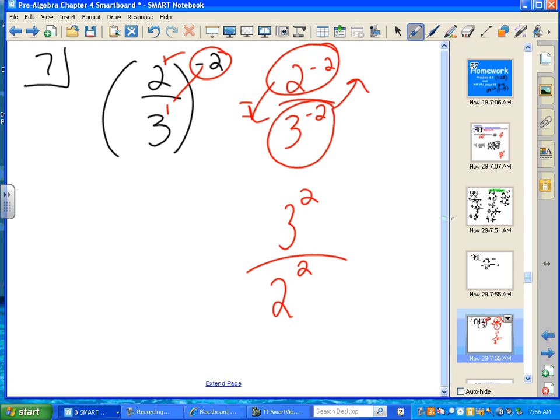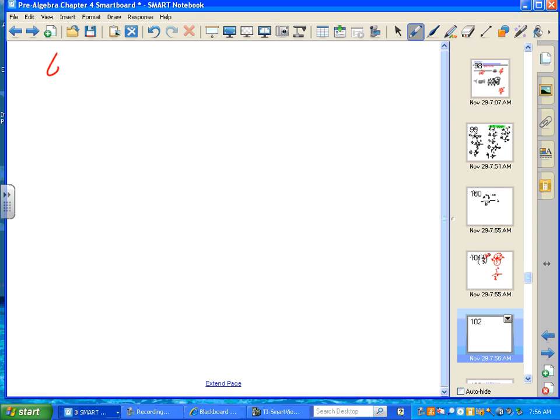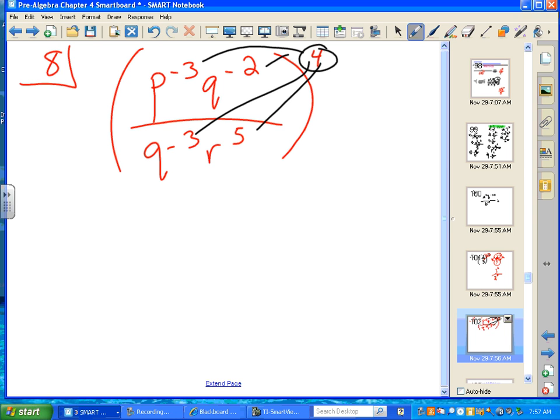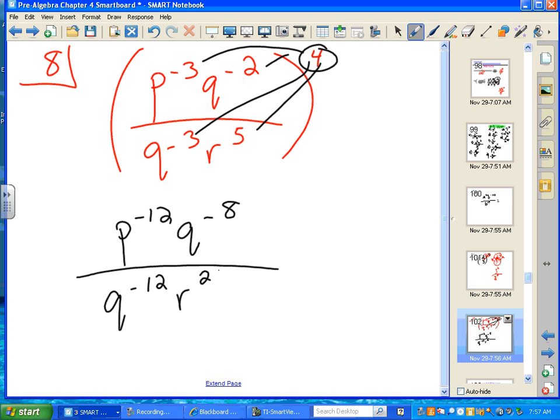Okay, p to the negative third, q to the negative second, over q to the negative third, r to the fifth, all raised to the fourth power. Okay, first step. This one's just tricky because there's a lot of things in it and a lot of negatives. Distribute the 4 exponent to every single term. So we have p to the negative 12th, q to the negative 8th, over q to the negative 12th, r to the 20th. You with me? Okay. Move the negative exponents. These two get moved to the bottom. This one gets moved to the top.